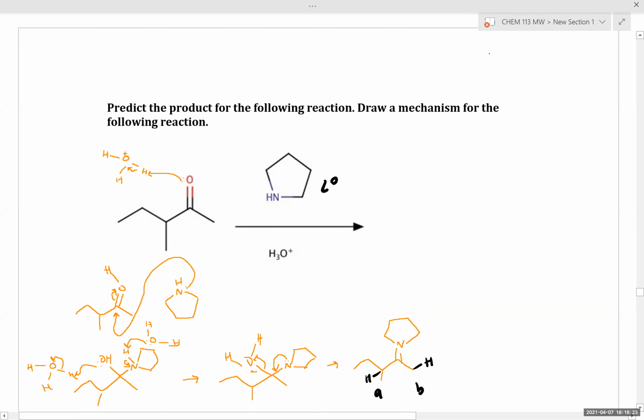I would guess B. Yep. And would you be able to provide a reason for that? Because it's less substituted. Yep, exactly right. And enamines are especially sensitive to steric hindrance, and they generally form on the least substituted position.